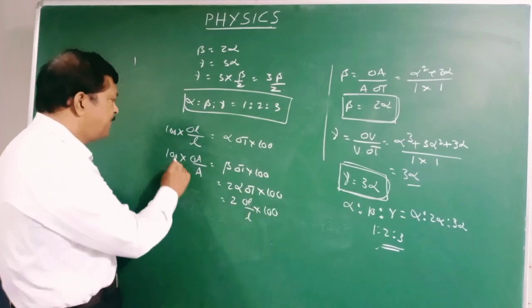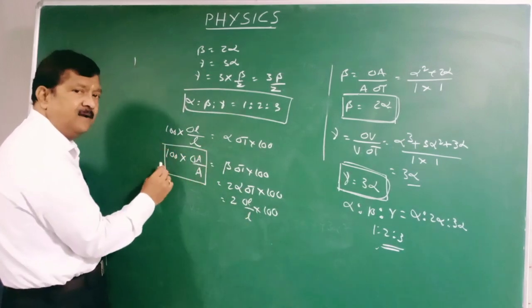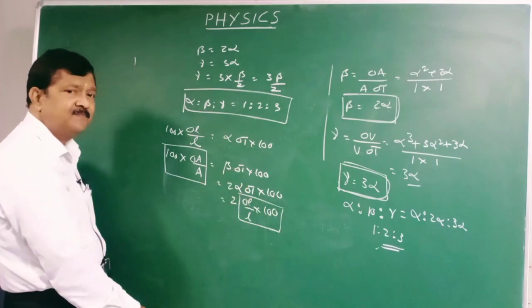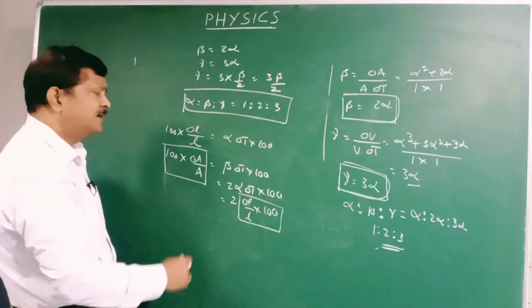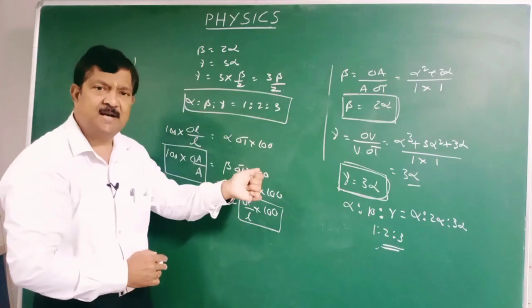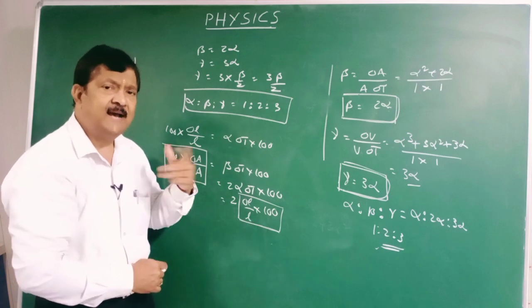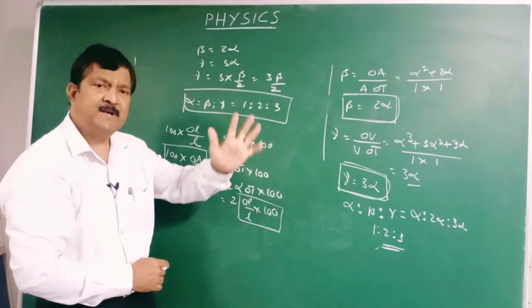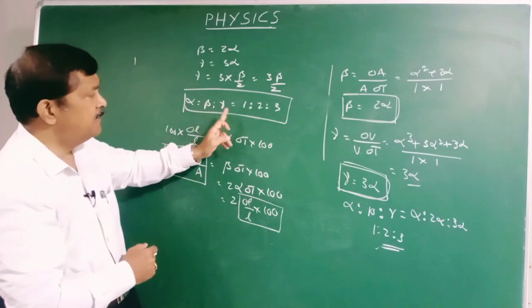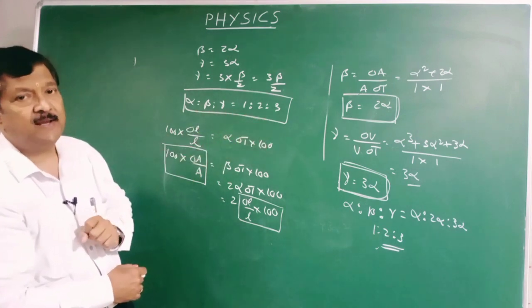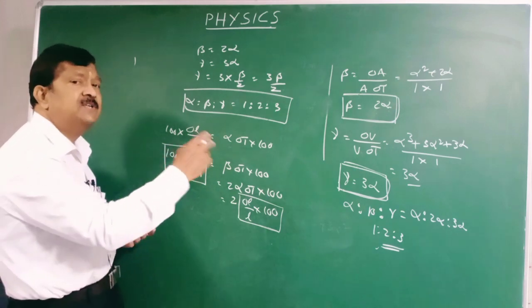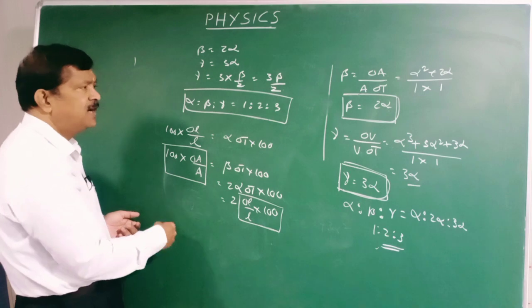That means percentage change in area is simply double the percentage change in the length. Directly you can write: if the percentage change in the length is 5%, the percentage change in the area, you can directly multiply 2 into 5, 10%. That is possible only because alpha, beta, gamma are in the ratio 1 is to 2 is to 3.